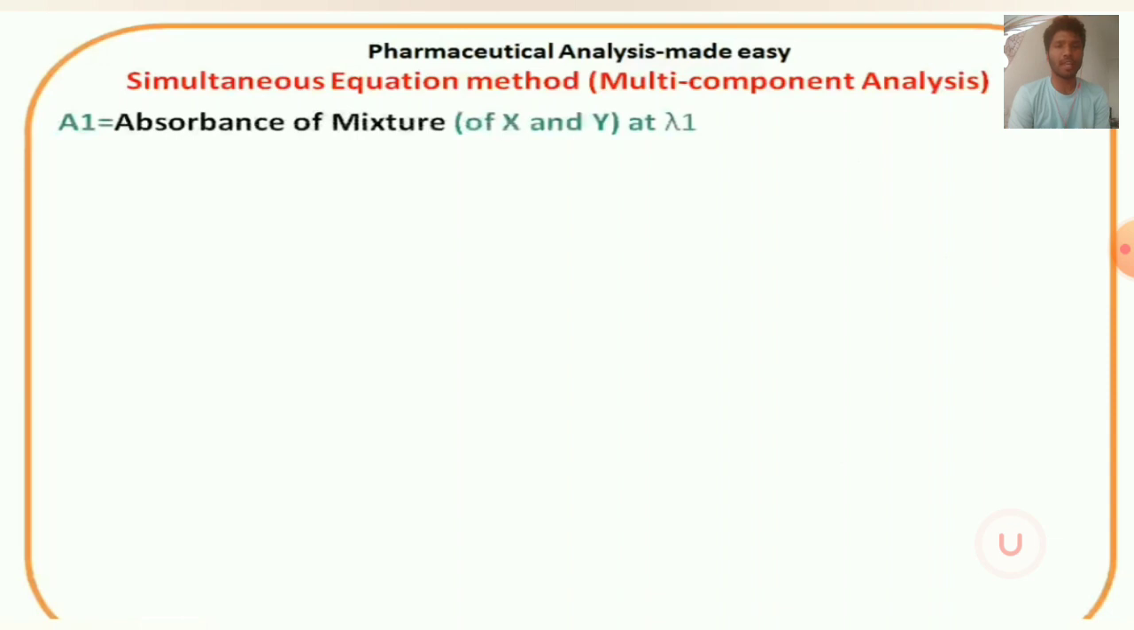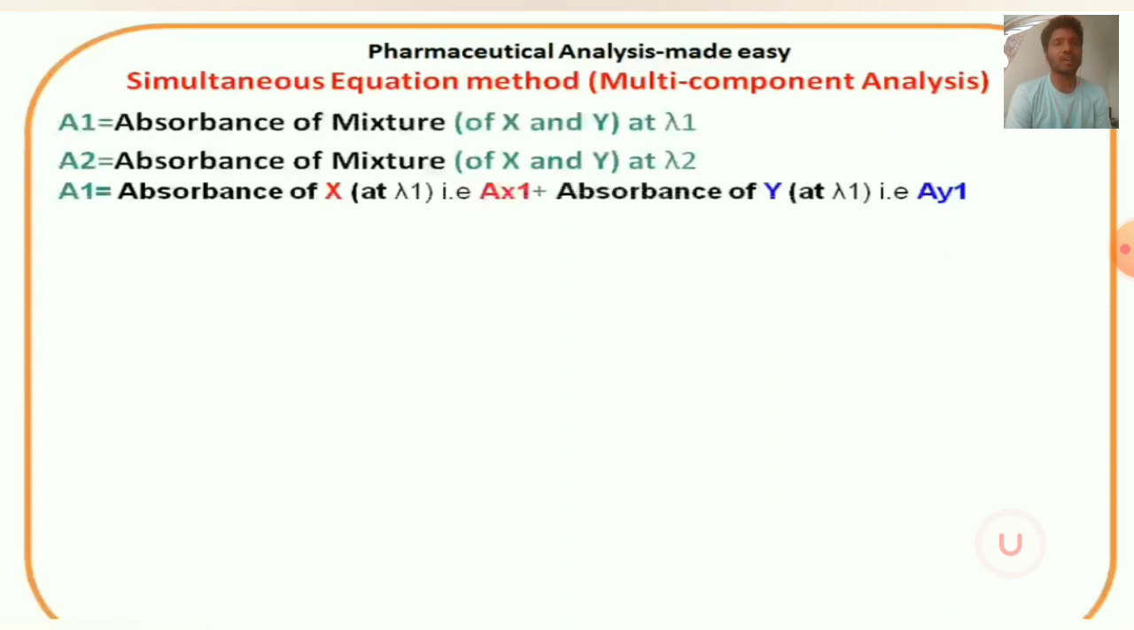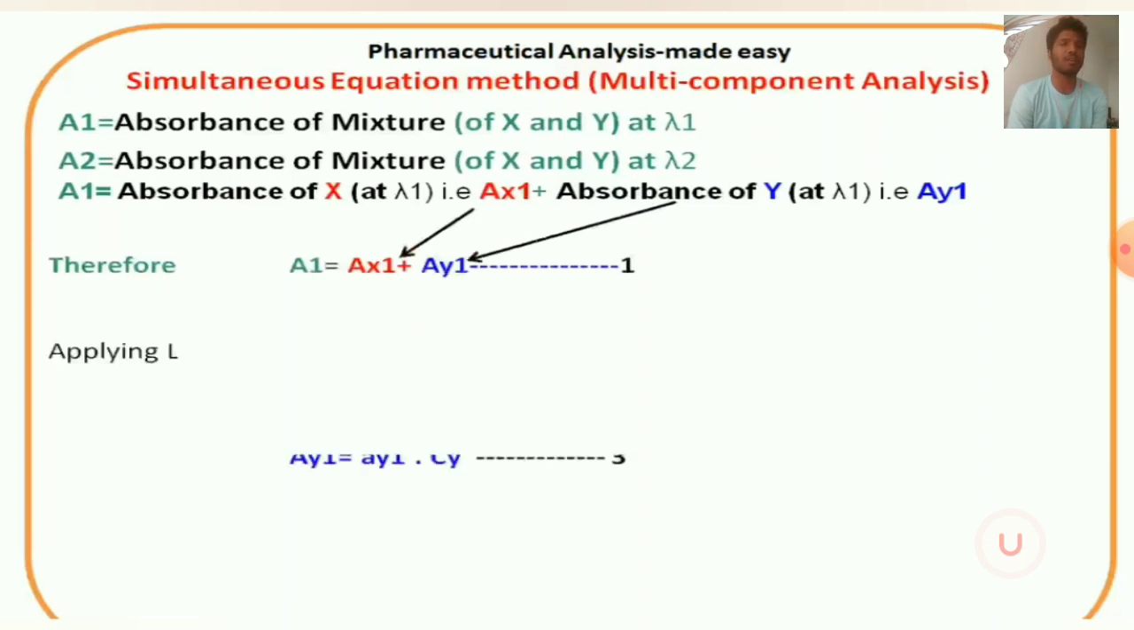A1 is the absorbance of a mixture of drug X and Y at lambda 1, and A2 is the absorbance of a mixture of X and Y at lambda 2. Therefore A1 is equal to the absorbance of X at lambda 1, that is AX1, plus the absorbance of Y at lambda 1, that is AY1. So the equation formed is A1 equals AX1 plus AY1, where AY1 is the absorbance of drug Y at lambda 1.